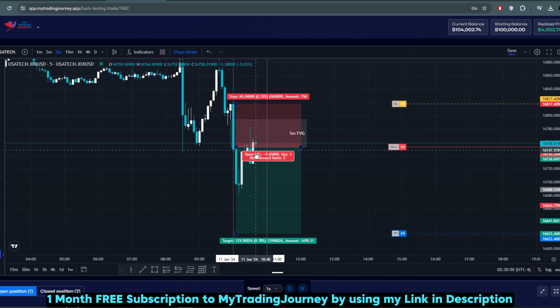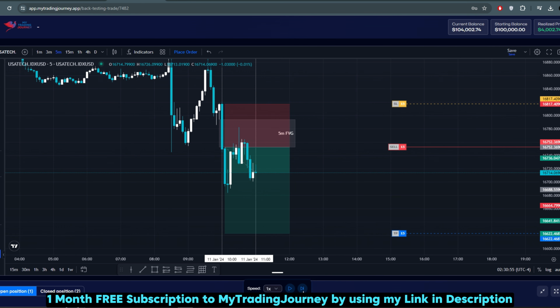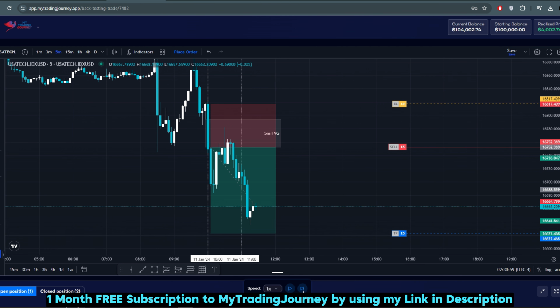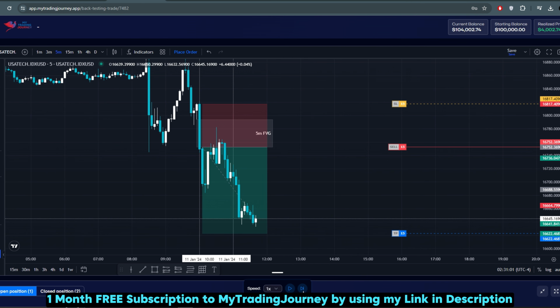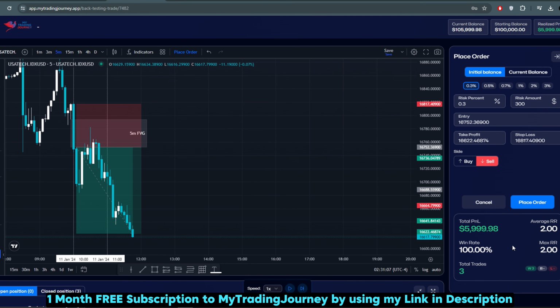Alright, so we got our entry right here. Let's see if we will have take profit or stop loss. It's looking very, very good. It's about to hit our take profit and we got our third win of the day. Alright, so as we can see, we have our trades right here. 3 trades in a row, all winners.